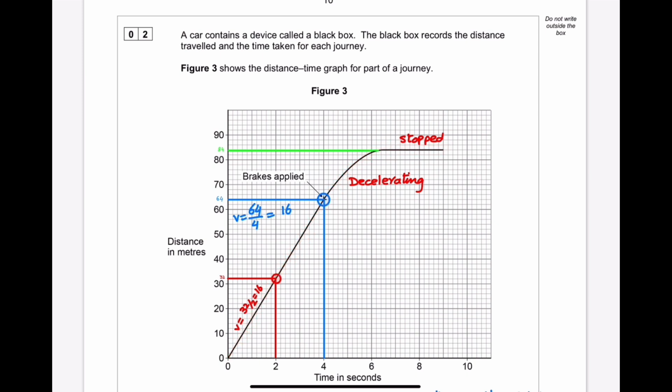If the graph is becoming horizontal, it means the distance is not covered anymore. So the journey is finished or the car has stopped. If the graph is getting curved, we can see here it means the deceleration is happening, the car is slowing down. And if the straight line is present here, it shows a steady speed of the car.